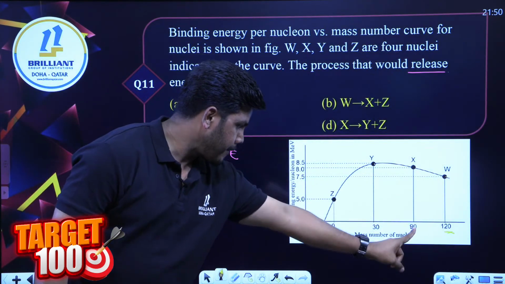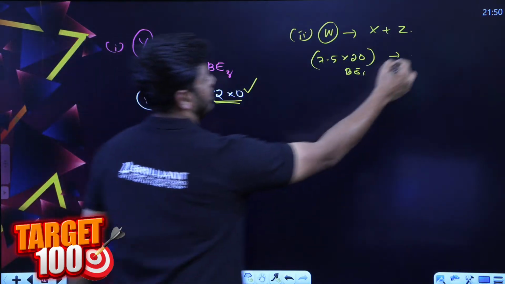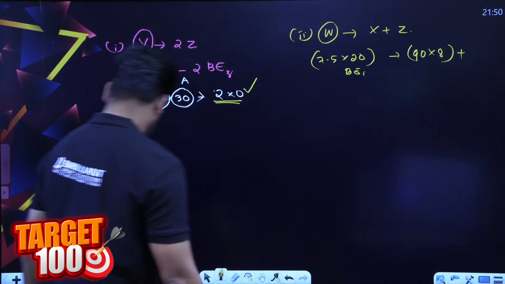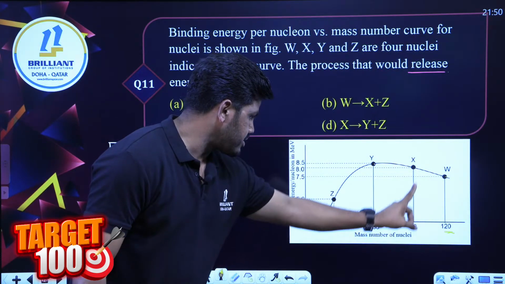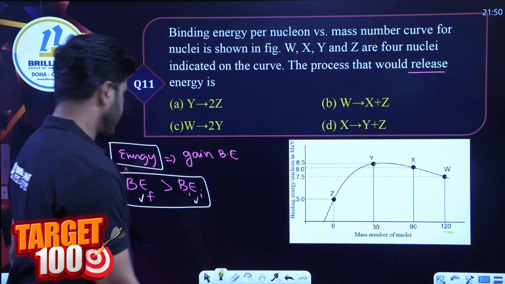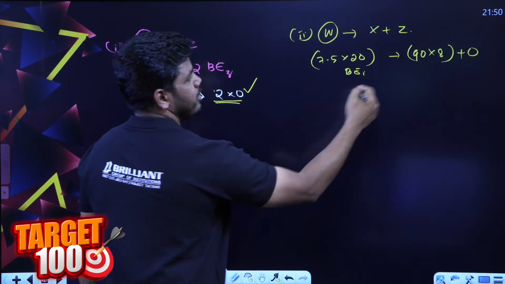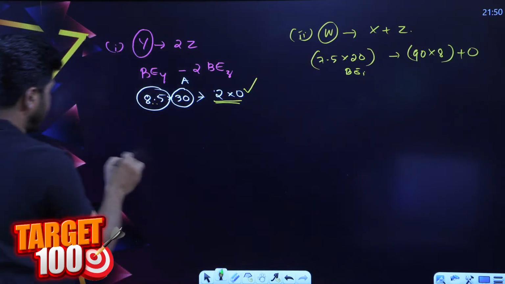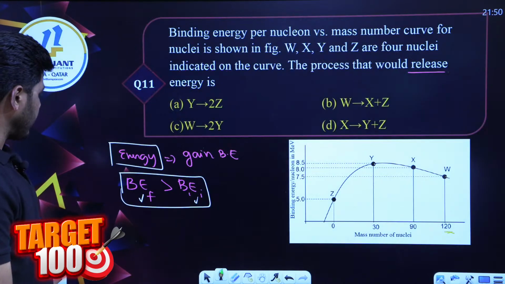What is X? 90 nucleons, 8, right? So we can say 90 into 8 MeV plus Z is going to be again 0, right? Whenever Z comes, it is easy for us, it is 0. So here we will get the transition, like change in binding energy, and we will check option 3. Option 3, go back to the graph once again.